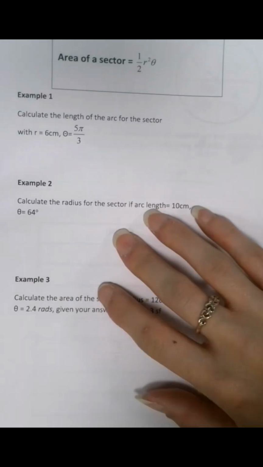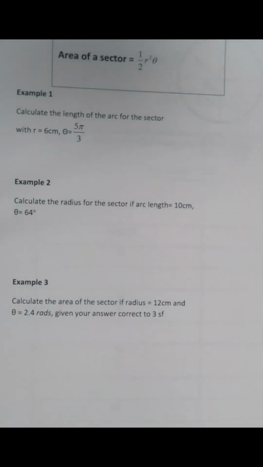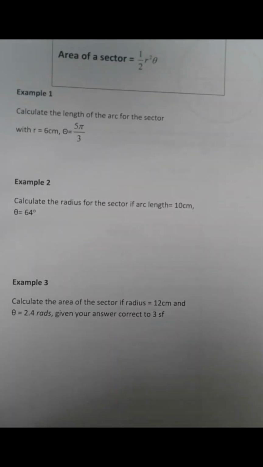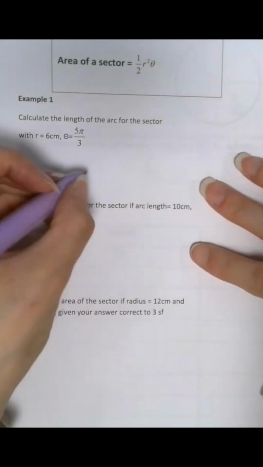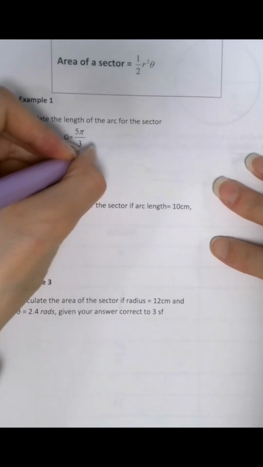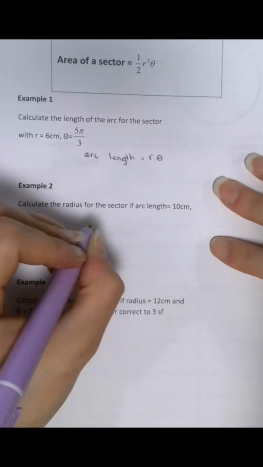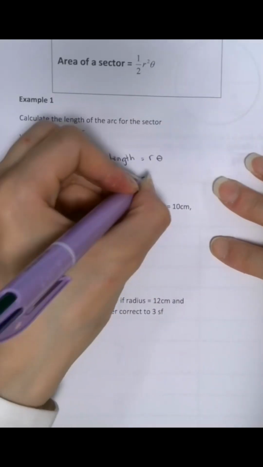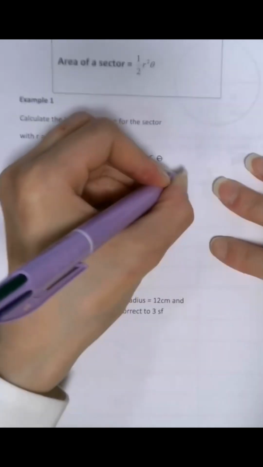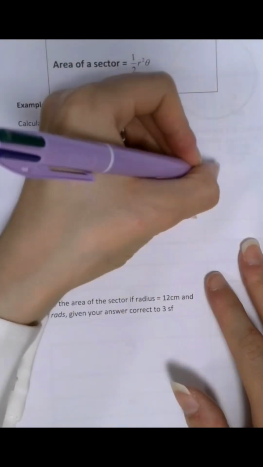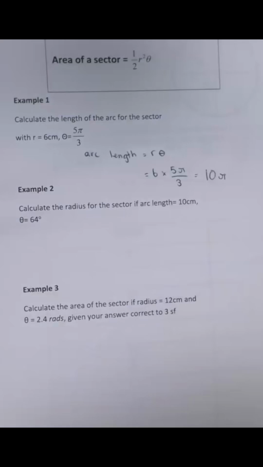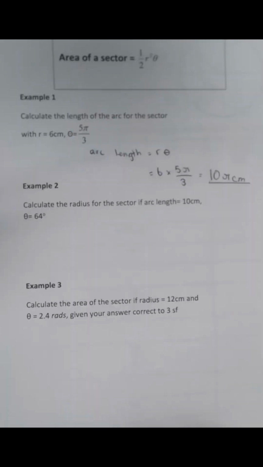Let's have a go at the following question. It says calculate the length of an arc for the arc of a sector with a radius of 6 and theta being pi over 3. So we know the arc length is just r theta, with theta being in radians. So it will be 6 times pi over 3. That will get us 2 pi, and that will be our arc length in centimetres.